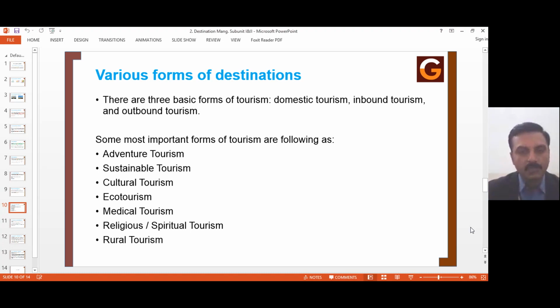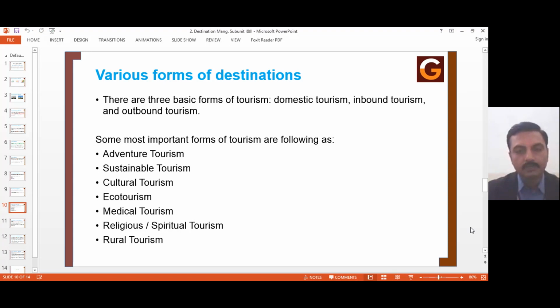So likewise, based upon the activity, based upon the property of the destination, the feature of the destination, there may be different forms also. There may be different forms of destination based upon the region also. So I mean to say that destinations can be classified on different bases. So first of all, there are three basic forms of tourism, if we are going to classify it on the basis of geographical area.